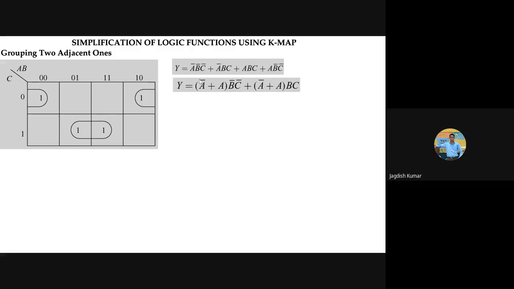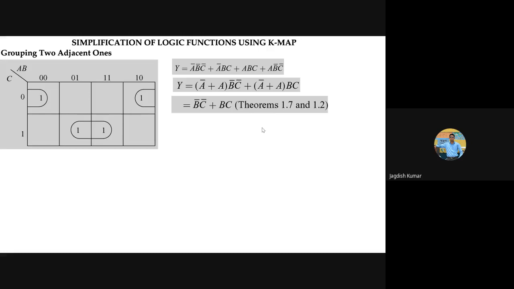What you will be left inside is A complement or A, that is. Or in these two terms, you will realize BC is common. Again, in bracket, you will find A complement or A, isn't it? So A complement or A is equal to 1. I hope you remember that theorem: A complement or A is 1. Same is the case here. So what will Y be? That will become equal to B complement C complement or BC.